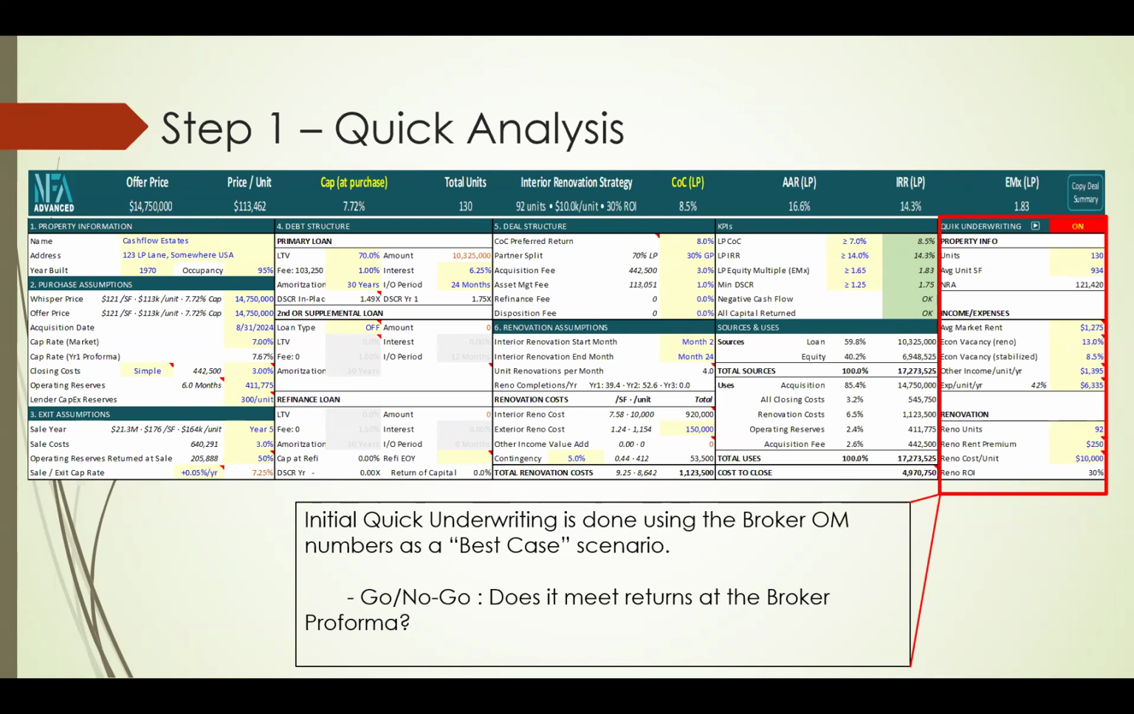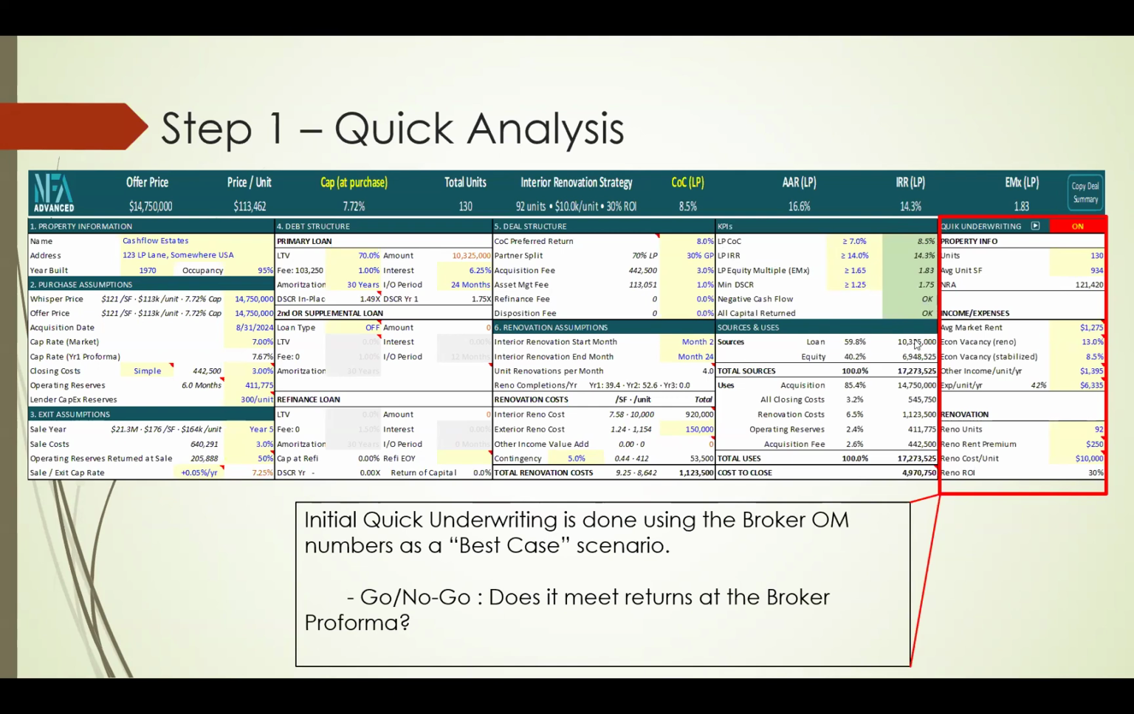You can see in this quick underwriting, our whisper price here on the left of that 14.75. There in the middle, our standard deal structure. This is really common, that 70-30 split between LPs and GP, 8% pref, really standard. And then our minimum metrics here on the KPIs: minimum of 7% cash on cash, minimum 14% IRR, equity multiple 1.65. And on the right, this is just the quick filling in of info right from the broker's OM.